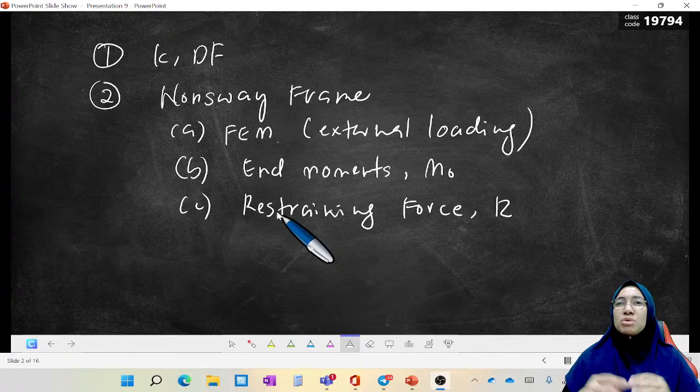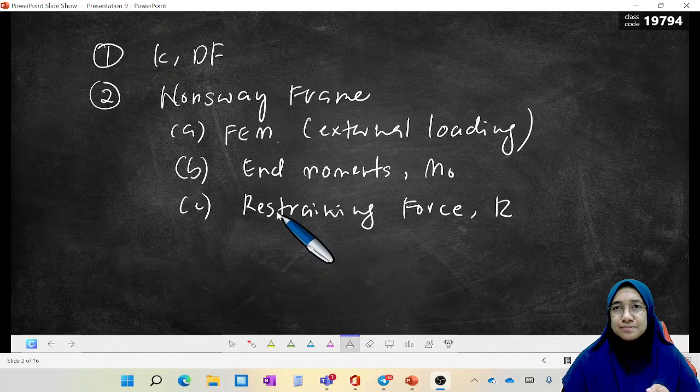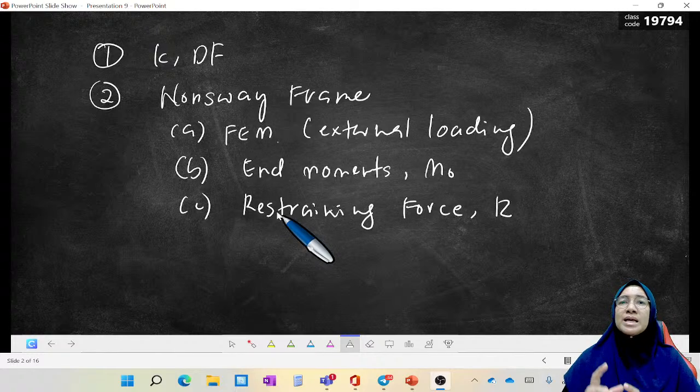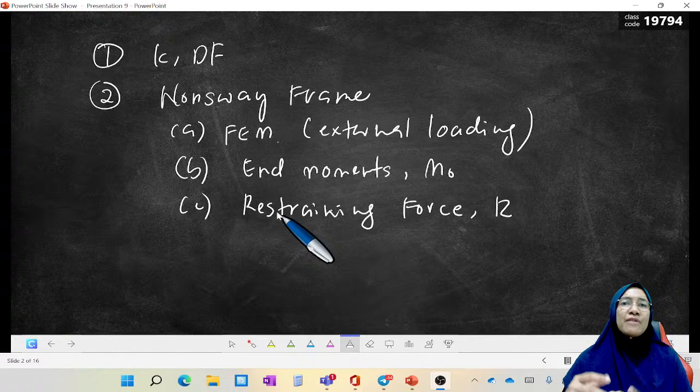distribution tables. So we must have table number 1, which is called non-sway frame analysis. Table 1 is non-sway frame analysis. Why do we have non-sway frame analysis? Because we have removed the delta. And we have table number 2, called sidesway frame analysis.